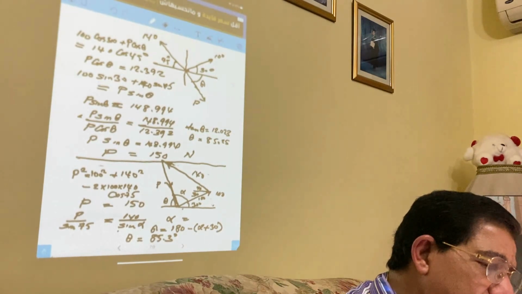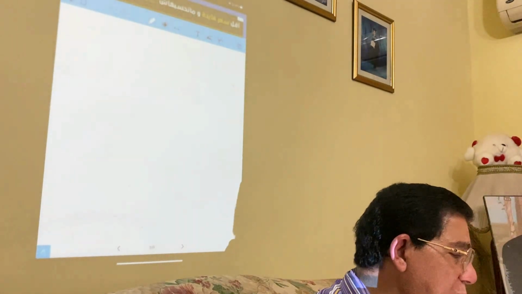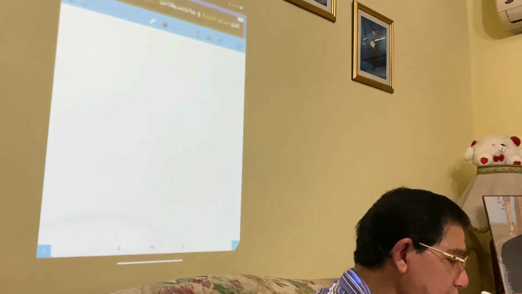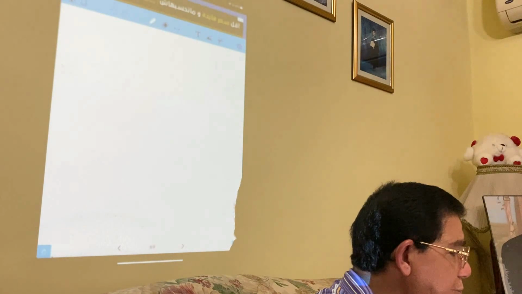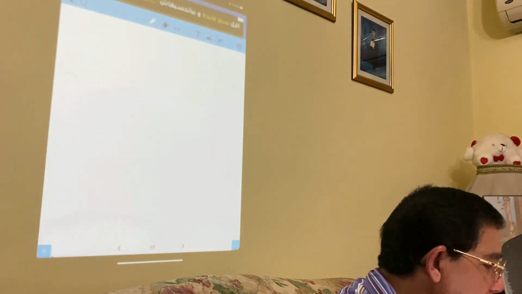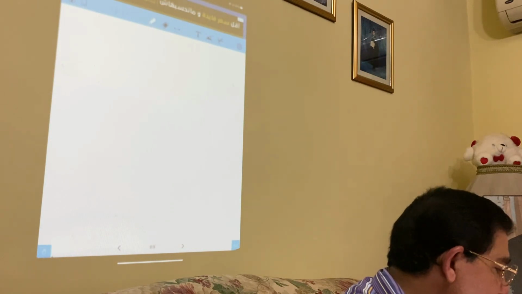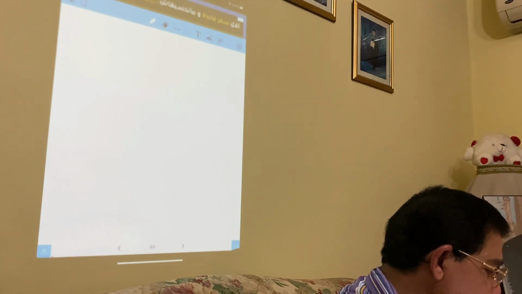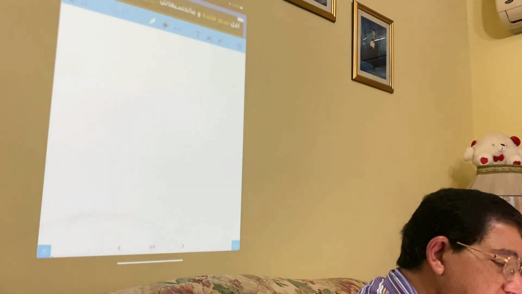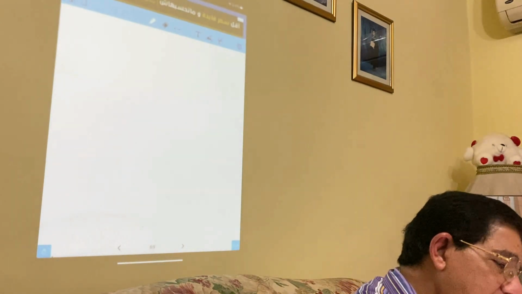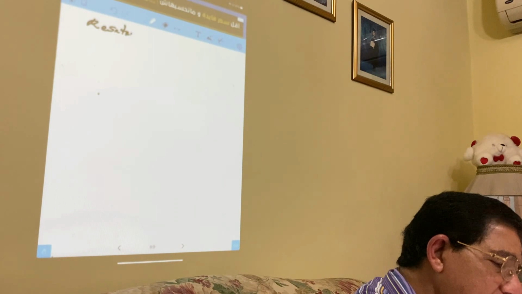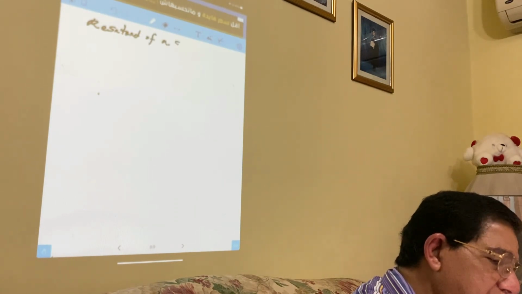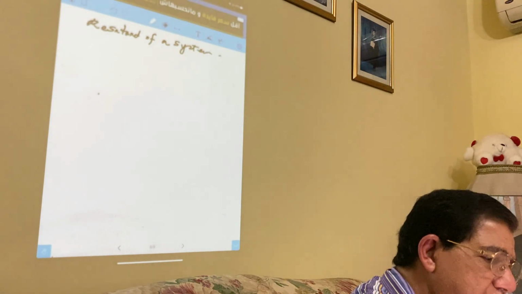Now, we are going to take the example of a number of forces to get the resultant of a system of forces.